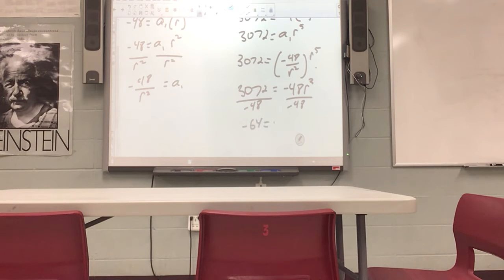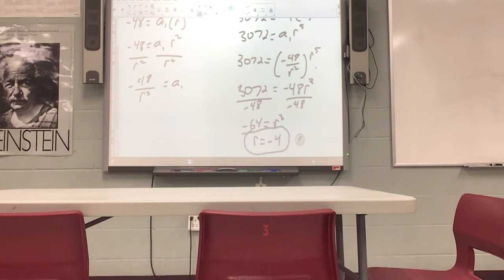Negative 64 is equal to R to the 3rd. How do you undo a 3rd? Cube root. So figure out what the cube root of negative 64 is. Negative 4. Good. So there's our R. We had to do all that work just to get an R.